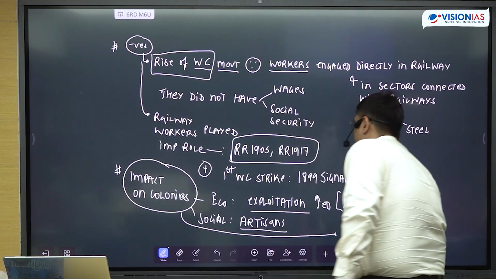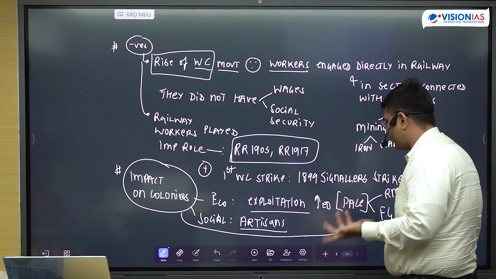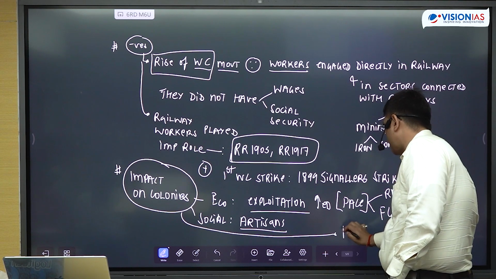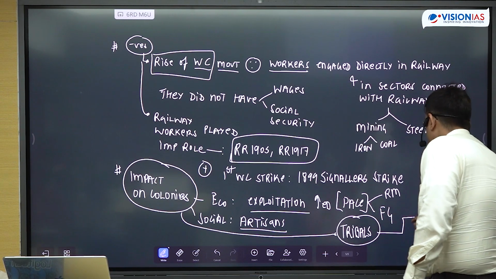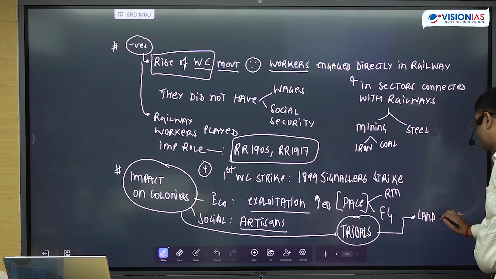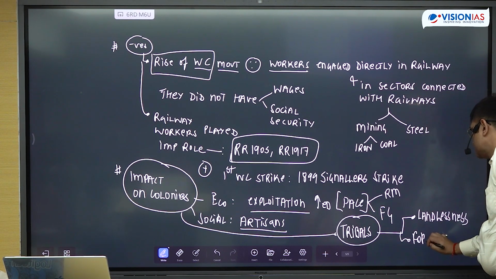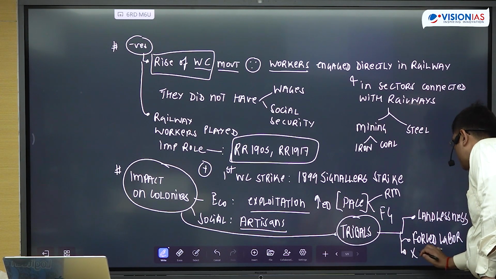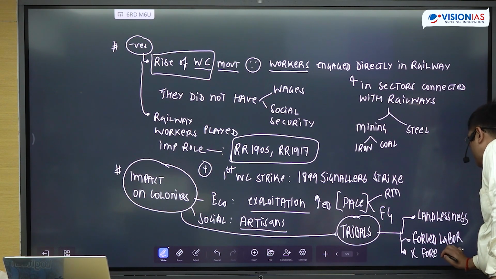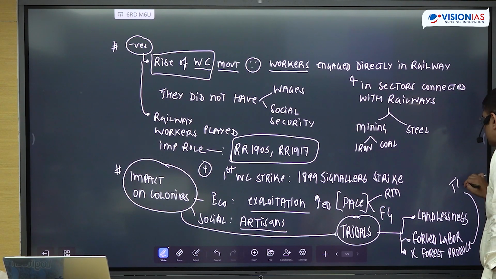Then, if you want, you can add political also, or you can add one more thing in the social impact. For example, you can talk about tribals. So tribals witnessed landlessness and forced labor. And they also lost access to their forest produce. And what is this forest produce? This forest produce was called timber, because timber was used in the railways.